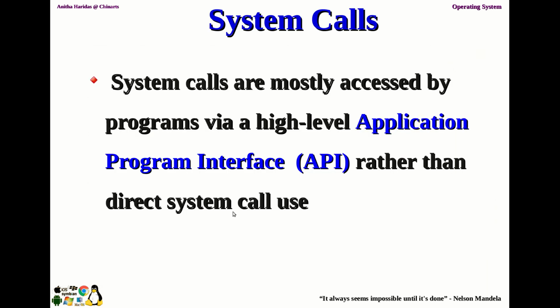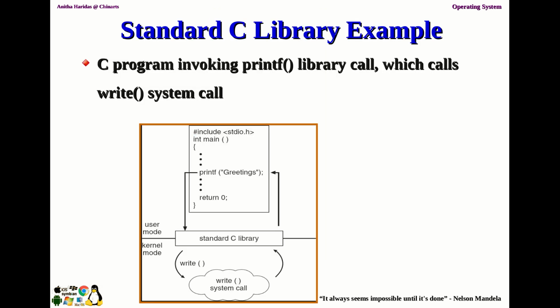Now, when you take these system calls, they are mostly accessed by programs using an application program interface rather than direct system call use. So no system calls are directly used in your program, right? You don't use system calls directly. The user program will not have the system calls directly. It will be using APIs. So I can say printf is one of the APIs.